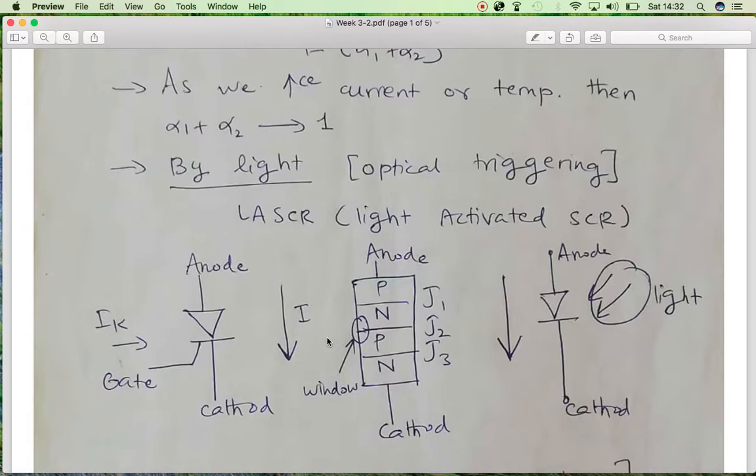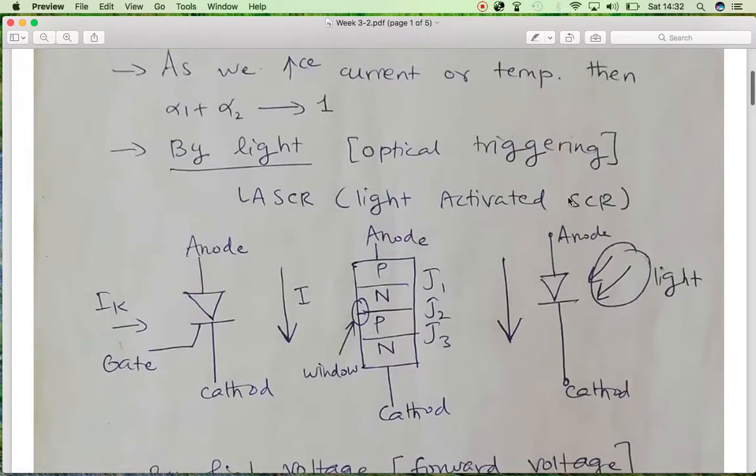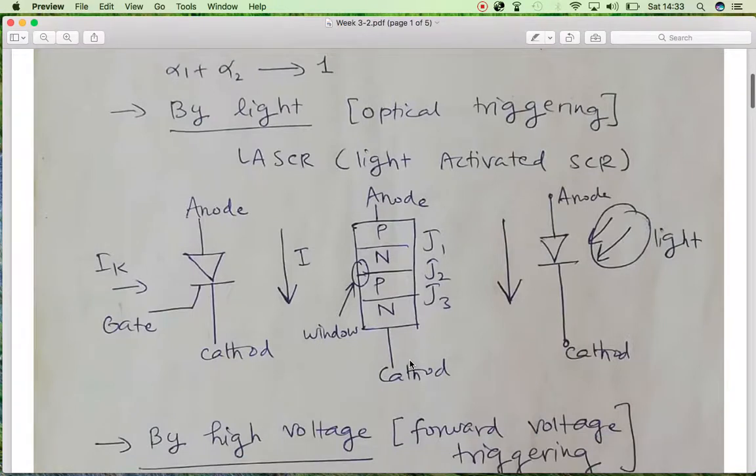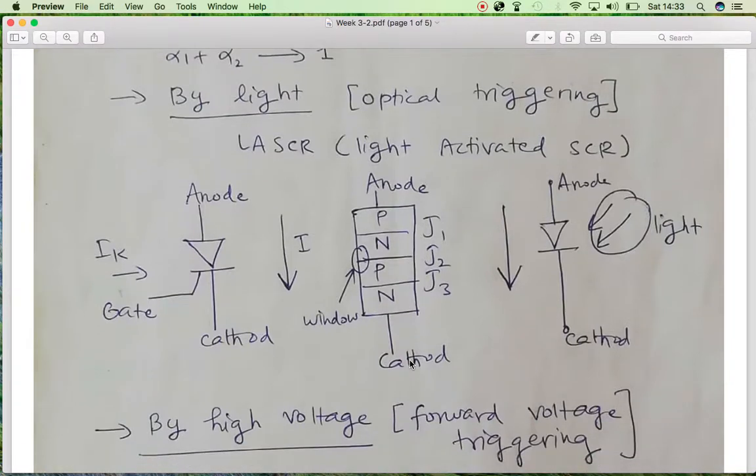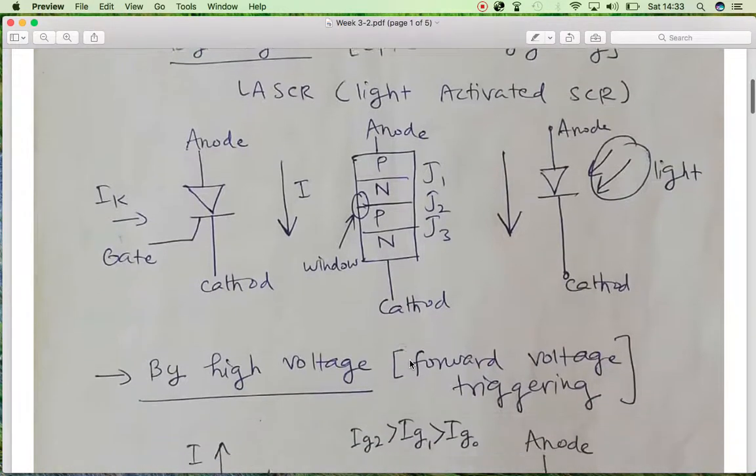In the LASCR, we have the light activated SCR, where we have a window where we direct the light over here, and this behaves in the same way as the gate current, as you can see in the symbolic diagram and in the manufacturing diagram over here. And this is how we can also turn on SCR by the optical triggering method.